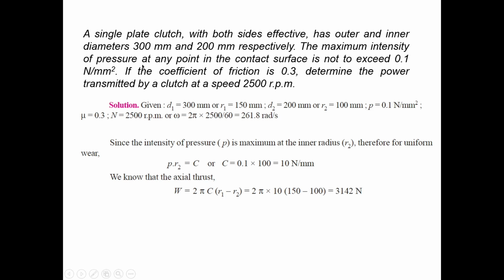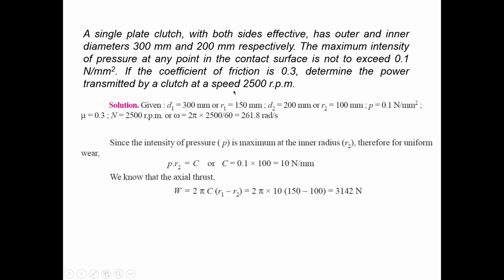The maximum intensity of pressure at any point in the contact surface is not to exceed 0.1 Newton per mm square. So that is nothing but the pressure P. So P is equal to 0.1 Newton per mm square. If the coefficient of friction is 0.3, the coefficient of friction is represented as mu, that is mu is equal to 0.3. Determine the power transmitted by a clutch at a speed of 2500 rpm.